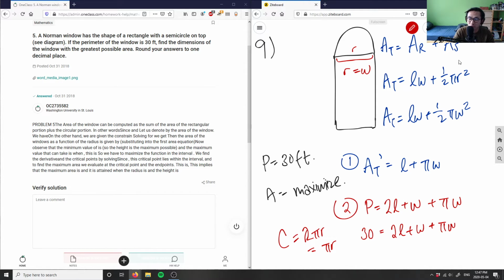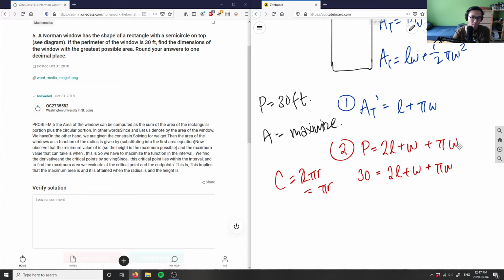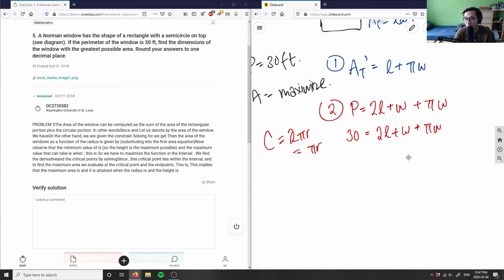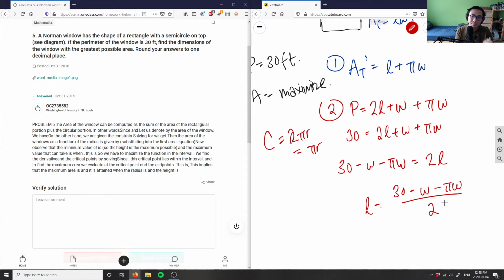What I can do is isolate for one of these variables. So maybe in this case, I'm going to isolate for the second equation. I'm going to isolate for my length. So I'm going to move pi w and w to the other side. I'm going to have 30 minus w minus pi w equals 2L. I can say L equals 30 minus w minus pi w all over 2, right? So this is my length equation.